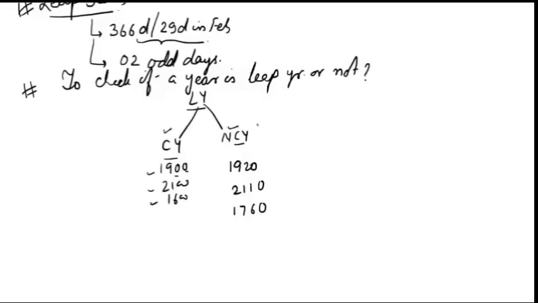If the year is a non-century year, simply check if it is divisible by 4. If the year is divisible by 4, it is called a leap year. Like here, this is divisible by 4, so it is a leap year. This is not divisible by 4, so this is not a leap year. This is also divisible by 4, so here again it's a leap year.